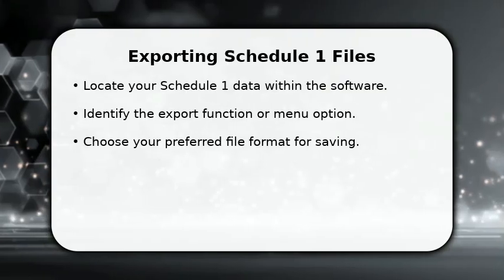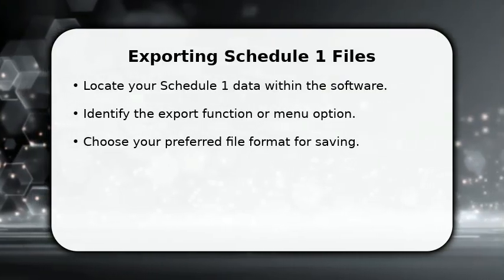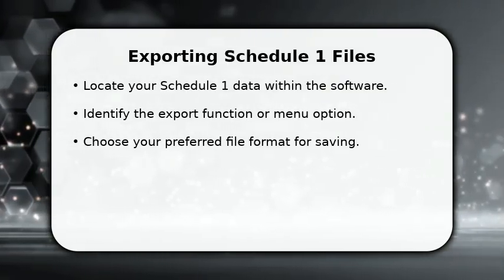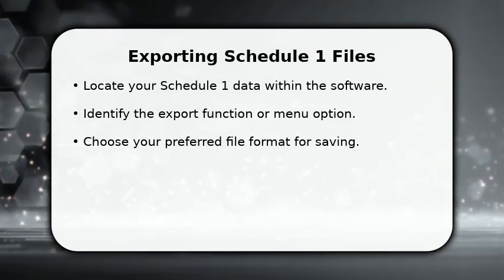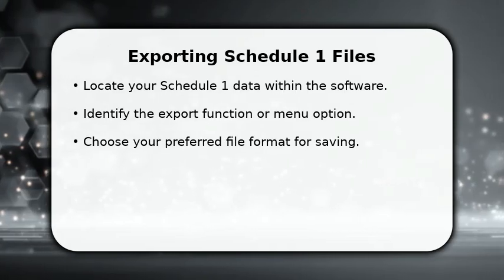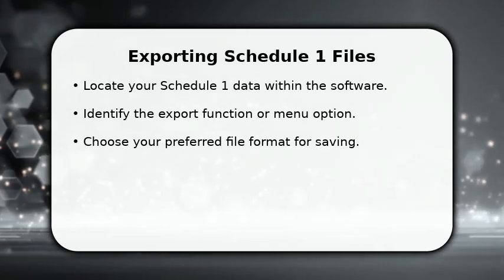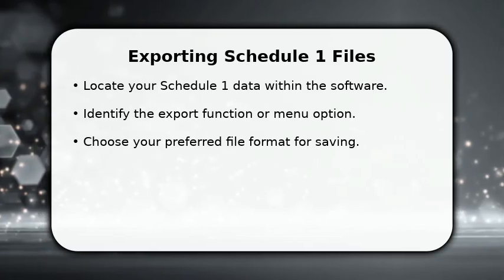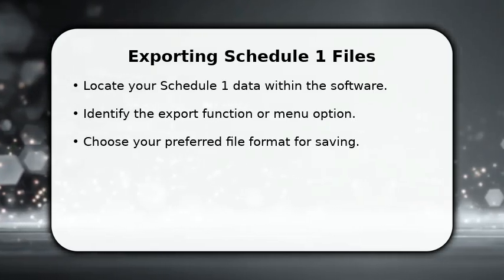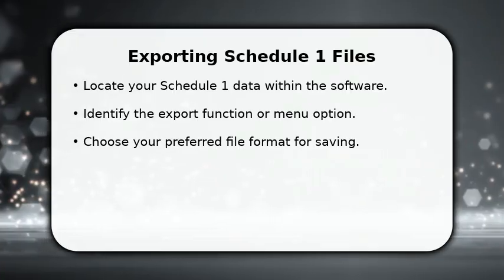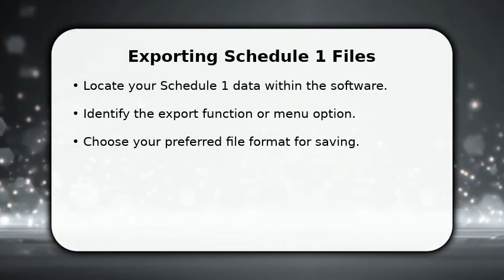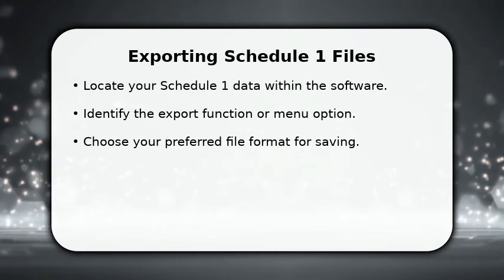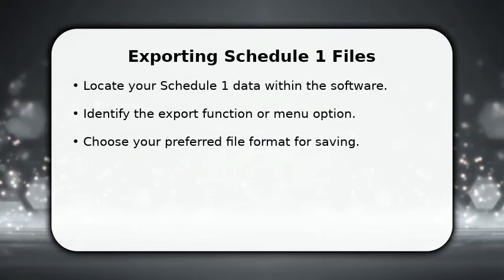In this video, I will explain how to export Schedule 1 save files. First, open your tax software and navigate to the section containing your Schedule 1 information. Look for an option that says Export or Save as within the File menu or a dedicated toolbar. This process ensures your data is securely backed up and accessible for future use or sharing. It's a straightforward task that can save you time and effort later on.